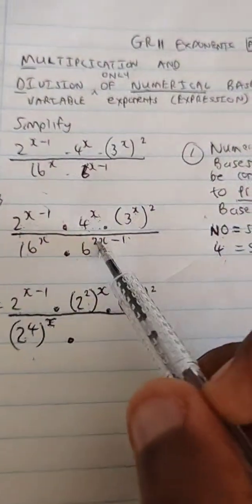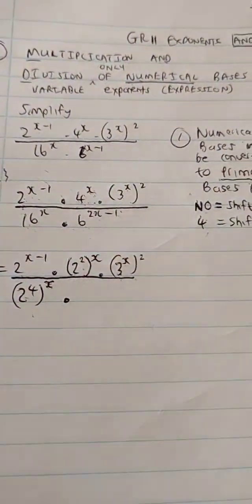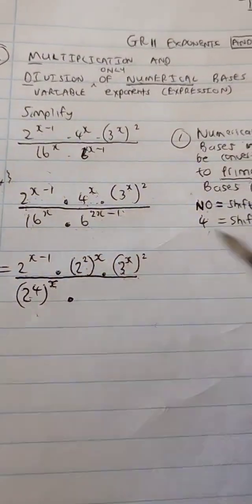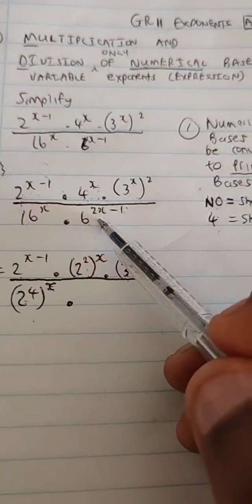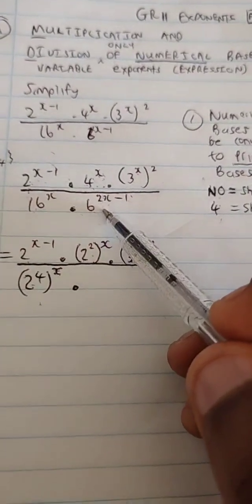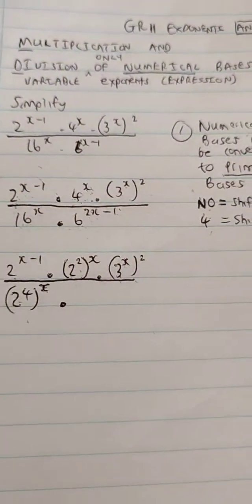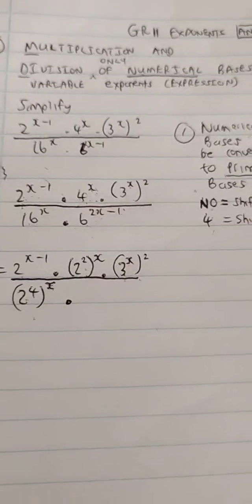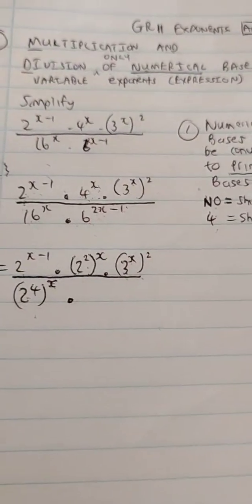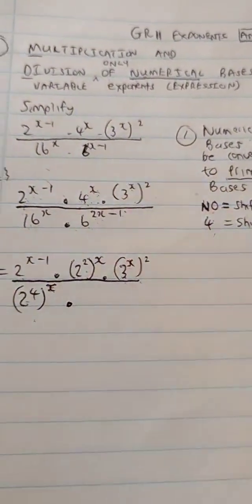We move on to 6. Let's convert 6 to a prime base. Very good, Ritabile. 3 times 2. Okay, Ritabile is already ahead of the game then. 3 times 2, or as Tia said, 2 times 3.